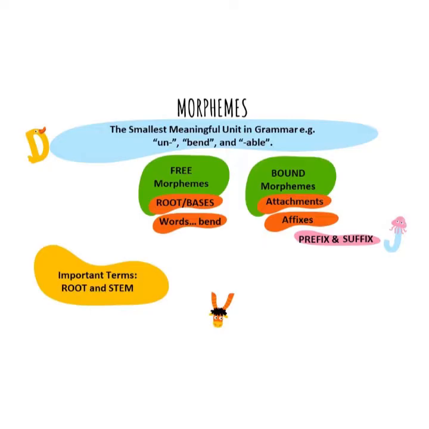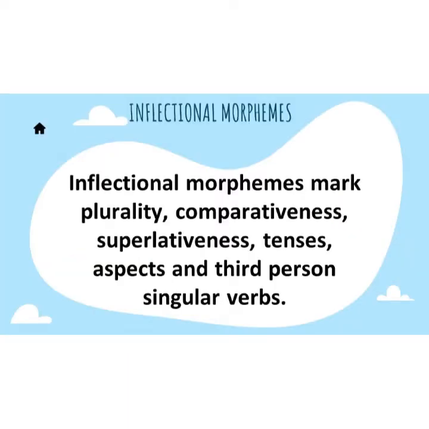It cannot stand erect. Okay, so we have roots. Roots or the bases are the free morphemes that are not dependent on others. The stem is the last part of the word that the affix, the suffix is attached to. All right. Inflectional morphemes mark plurality, comparativeness, superlativeness, tenses, aspects, and third-person singular verbs.